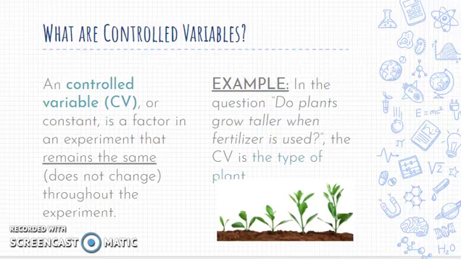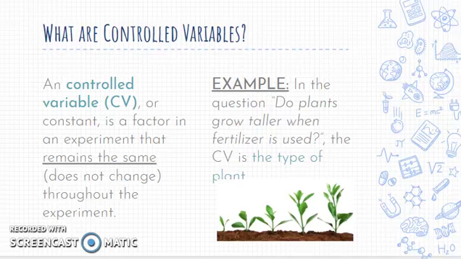For this example, we could look at, do plants grow taller when fertilizer is used? One of those controlled variables is going to be the type of plant. You wouldn't want to test different varieties of plants, like say a sunflower and a daisy, because they're clearly going to have different heights. You want to make sure that your independent variable is what is being looked at as a reason for change. So in order to do that, you have to control everything else.